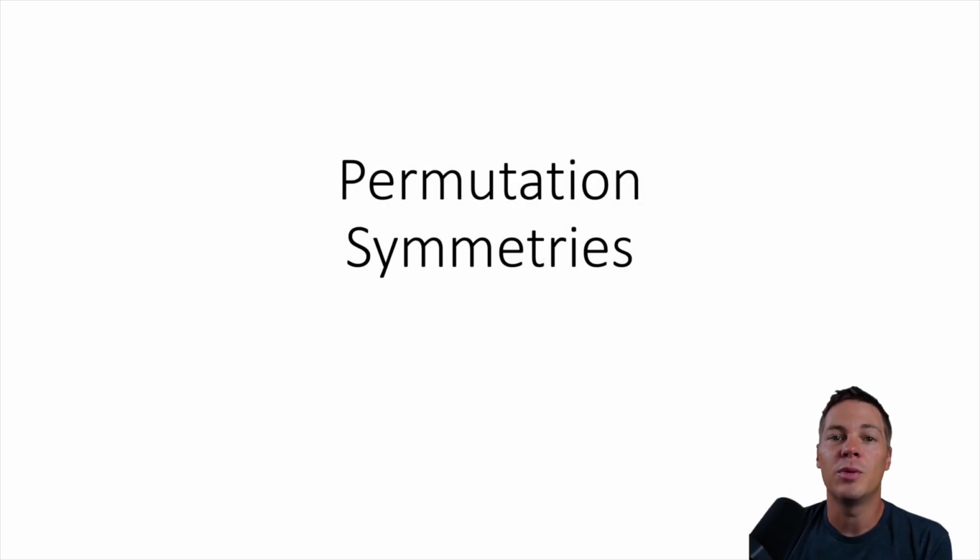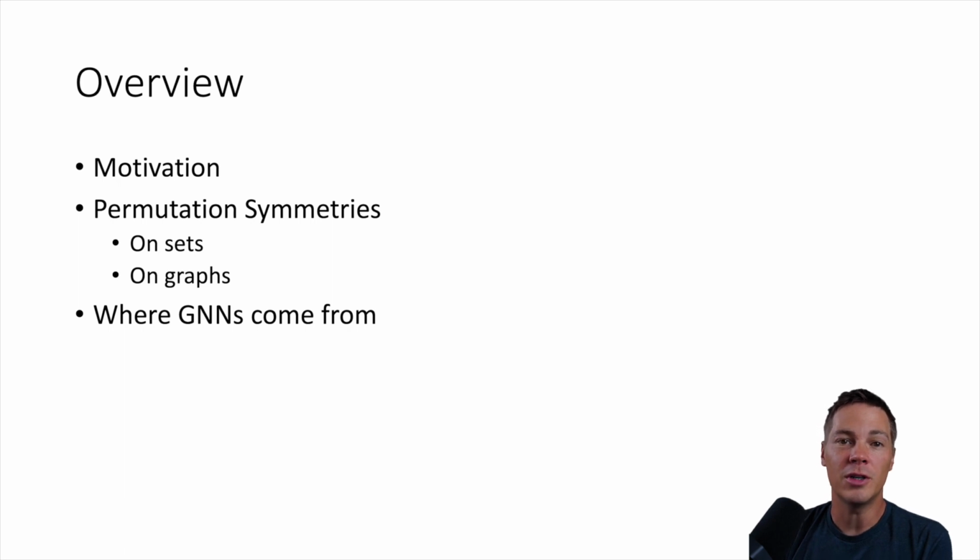Okay, in this lecture we're going to talk about permutation symmetries. So we'll start by giving a motivation as to why this is an important topic, and then we'll go on to define what permutation symmetries are on sets, and then later in the context of graphs. And then we'll talk about how GNNs sort of emerge from this framework once we define what our symmetry requirements are and have an approach for baking them in.